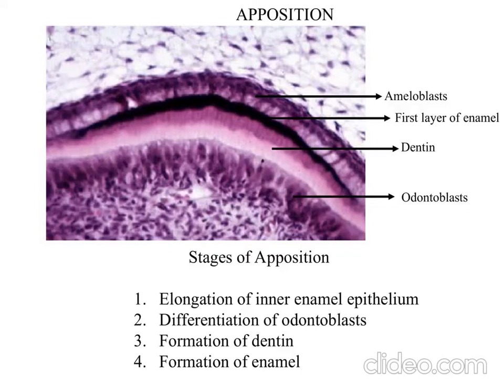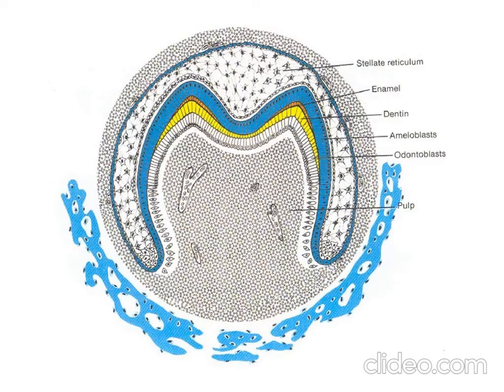The stages of apposition are typed first in 4 stages. The first stage is elongation of inner enamel epithelial cells. The inner enamel epithelial cell is preparing itself to convert into an ameloblast, which is an enamel forming cell. The outer peripheral cells of the dental papilla are preparing themselves to convert into an odontoblast. Then there will be a secretion of dentin. Once the dentin is formed, this dentin is going to in turn stimulate the inner enamel epithelium to convert itself into an ameloblast and then synthesize enamel.